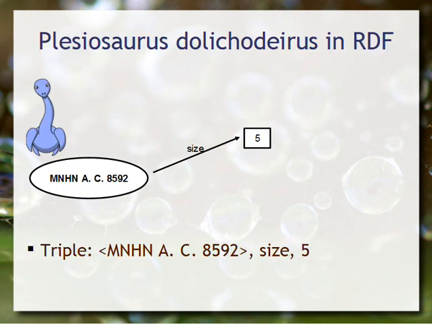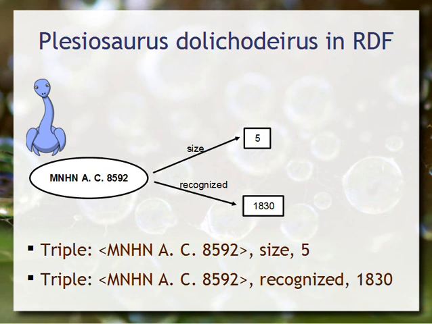So the basic principle: let's consider I want to represent my plesiosaurus as an RDF graph. I must have a resource, which can be, in my case, the identification of the plesiosaurus in the museum. Then I must have an edge, for example telling size, and then a value here, 5. I'm simplifying the RDF. There are several details I'm not showing here, because if I go into the details, I will spend all the time just talking about RDF. But this is the principle: resource, property, value. Then I can go further, and say the resource was recognized in this epoch.